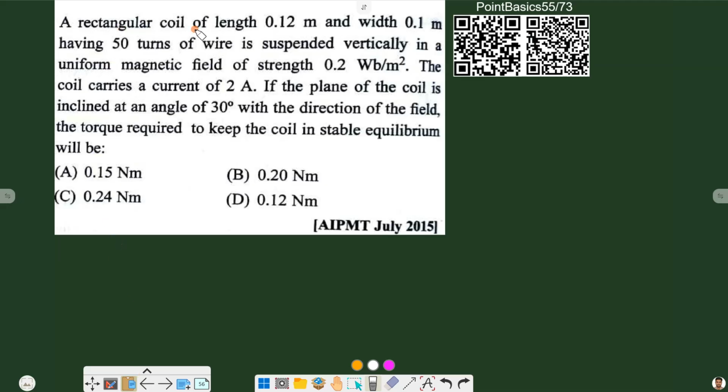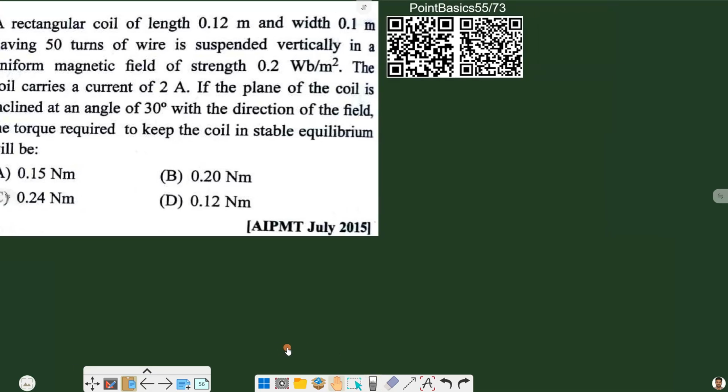A rectangular coil of length 0.12 meter, width is mentioned, N is mentioned, suspended vertically in a uniform magnetic field strength. The coil carries a current 2 ampere. If the plane of the coil is inclined at angle 30 degree with the direction of the field, find the torque required to keep it stable. So let us first draw the diagram.